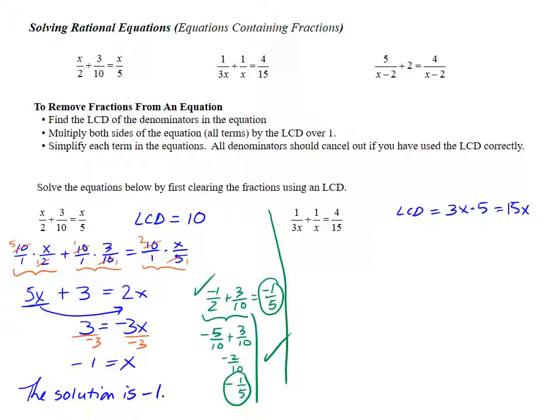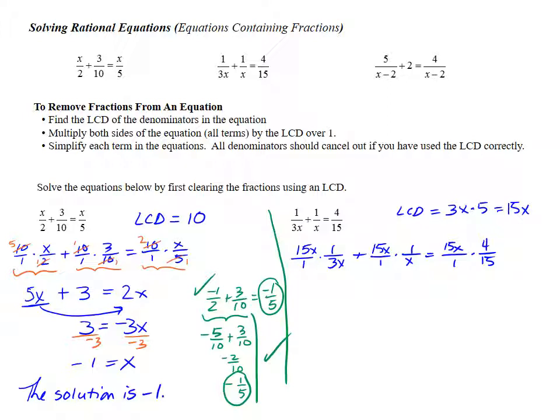We're going to take that common denominator and multiply every term by it. 15x/1 times 1/(3x) plus 15x/1 times 1/x equals 15x/1 times 4/15.